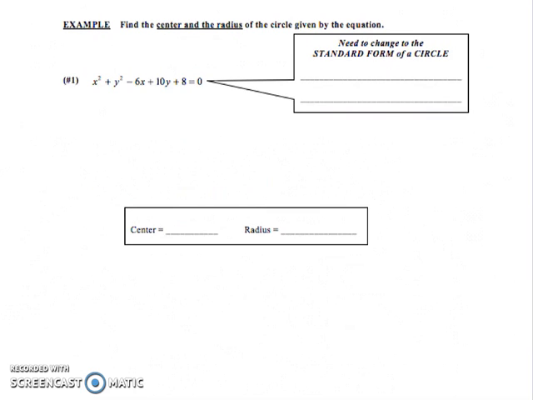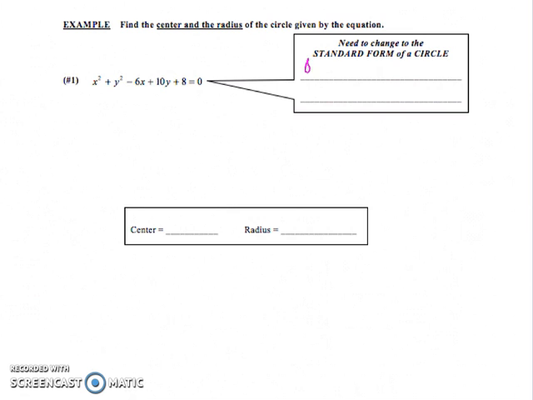Our last example asks us to find the center and the radius of the circle given by the equation. But this equation doesn't look anything like the standard form equation of a circle, okay? So our first job here is going to be to change it into the standard form of a circle. We're going to do this process by completing the square.